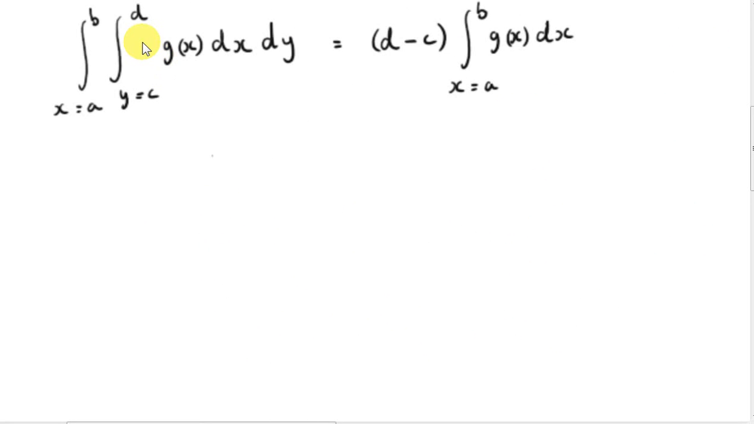In a similar way, if we are getting the double integral of a function of x only, we can show that it's given by the width of the y interval, in this case d minus c, times the single integral of the function of x with respect to x.